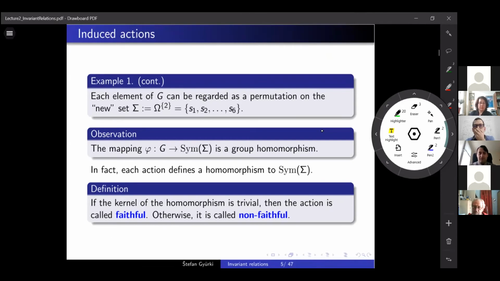So in this manner, you defined a new permutation group acting on a new set, which is now the set of 2-subsets of the original ground set omega. It is easy to check that in this manner, you are obtaining a group homomorphism: if you take the original element of the group, you will see what the permutation induced by that element is. And this mapping defines a group homomorphism to the full symmetric group of the new set sigma.